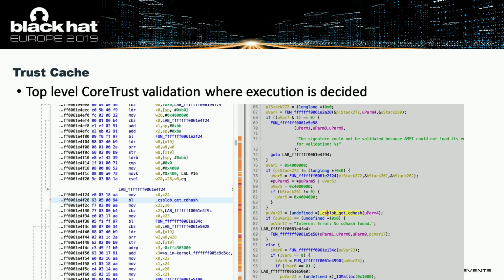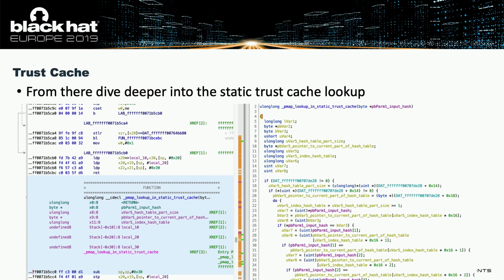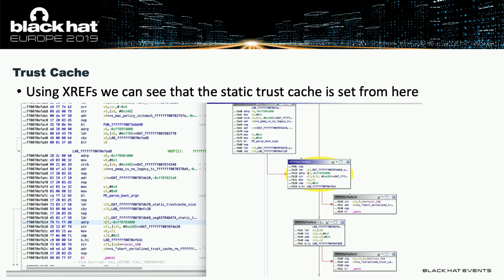Now, this is the top-level core trust validation code. This code in the iOS kernel is responsible for searching for the executable hash in the 3 types of trust caches. And if it is unable to find it there, then it goes on to signature verification. And if we dive deeper into the static trust cache lookup, we get to this function, lookup in static trust cache. If this function is able to find the executable hash in the static trust cache, then execution is allowed. Now, using cross-references, we can see that this is the code that actually builds the static trust cache that is later used by the lookup function.